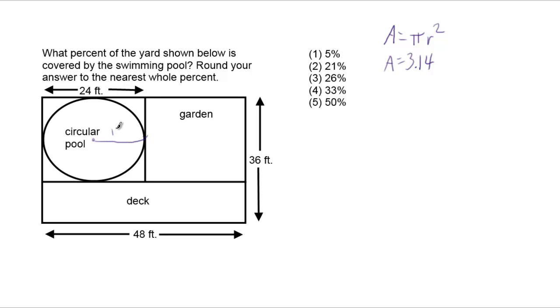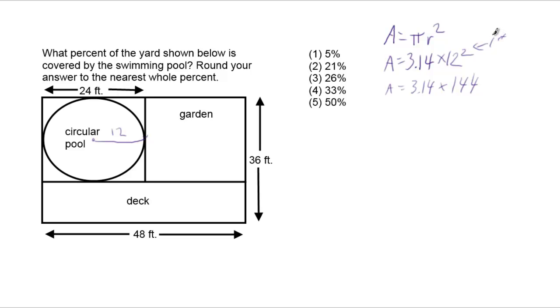24 divided by 2 is 12, so the radius is 12. So we plug that in. A equals 3.14 times the radius squared. So 12 squared is 144. So A equals 3.14 times 144. Remember, according to the order of operations, we should do the exponent first, 12 squared, instead of multiplying 3.14 by 12, because exponents come before multiplication in the PEMDAS order. So we do that first.